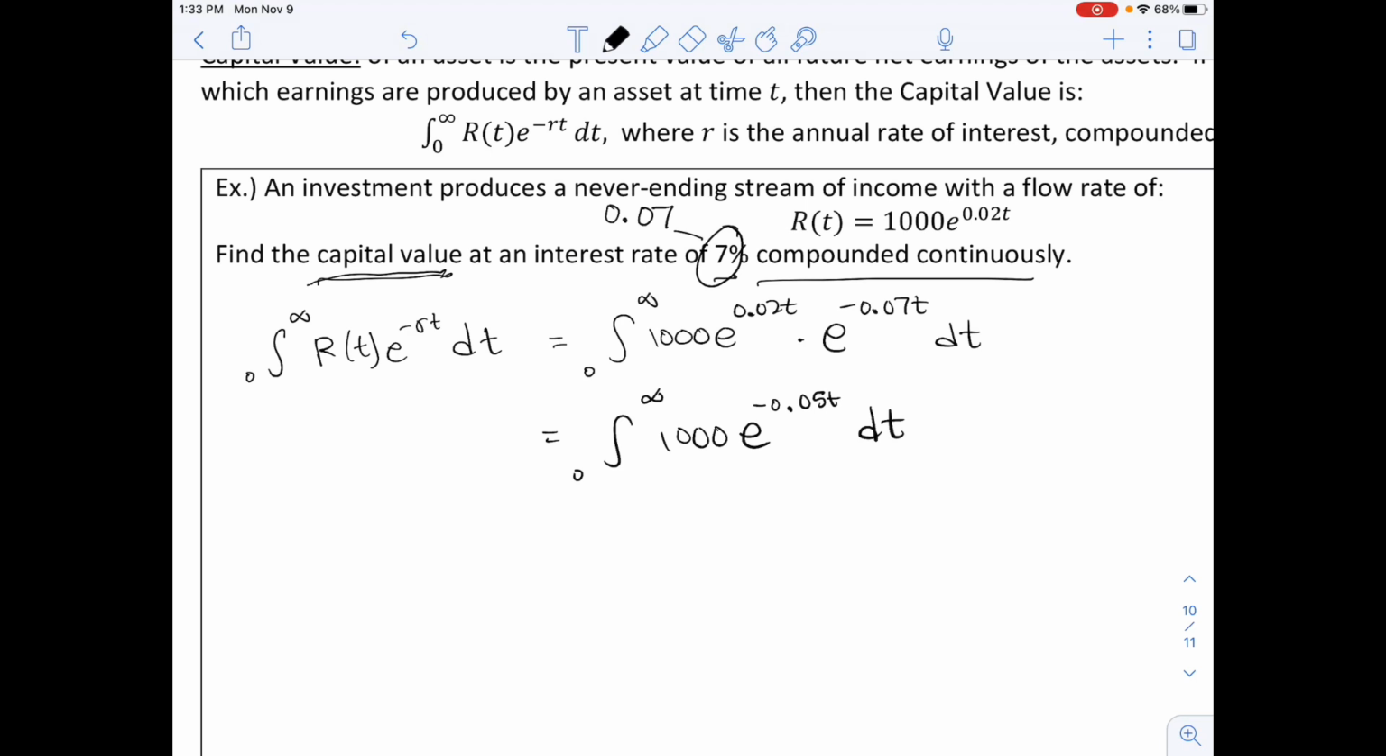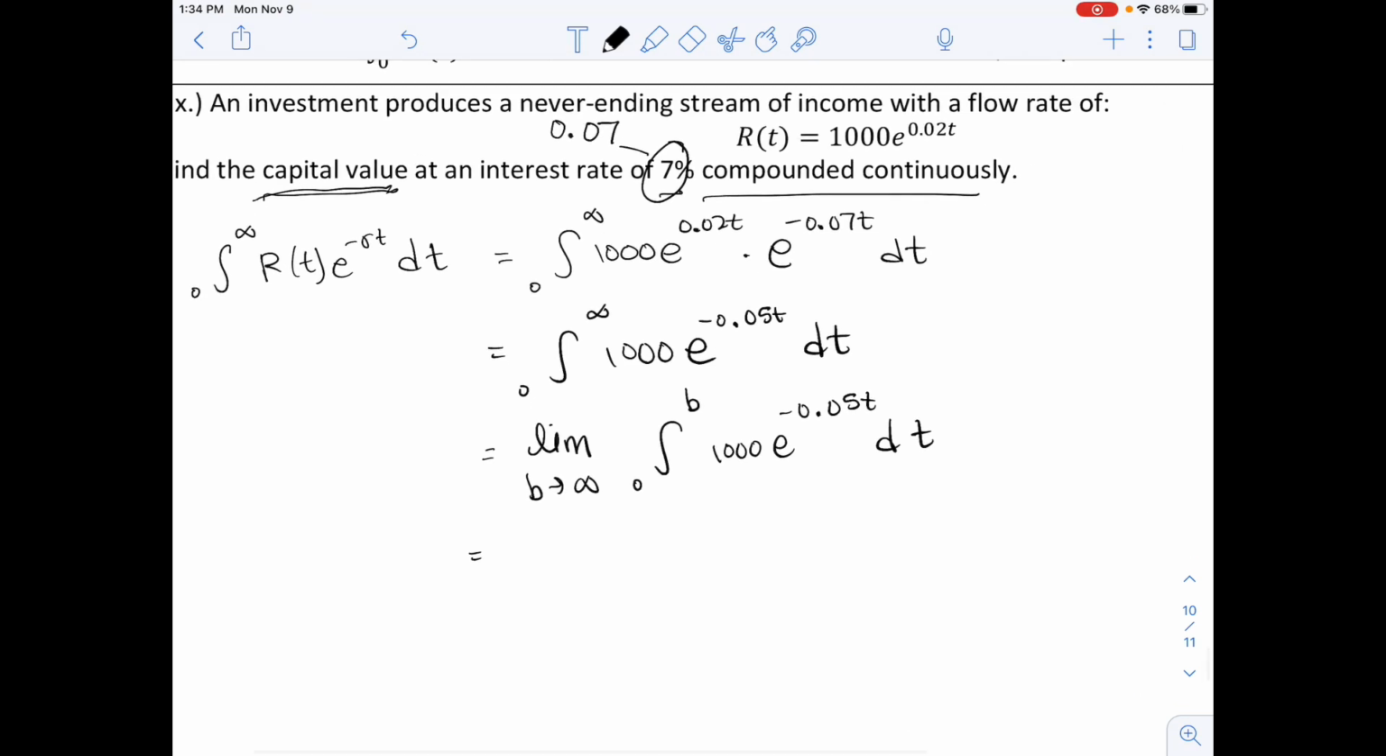And we cannot evaluate this. This is an improper integral, so we need to rewrite this in terms of a limit. I'm going to say the limit as b approaches infinity of the integral from 0 to b of 1000 e to the negative 0.05t dt. Integrating this, we have not yet evaluated our limit, so we want to make sure we rewrite that limit. We would have 1000 times e to the negative 0.05t divided by negative 0.05, and we are going to evaluate this from t equals 0 to b.